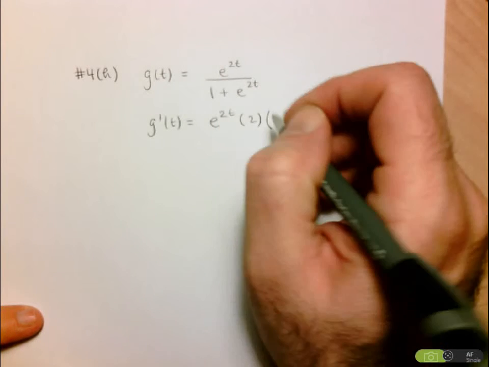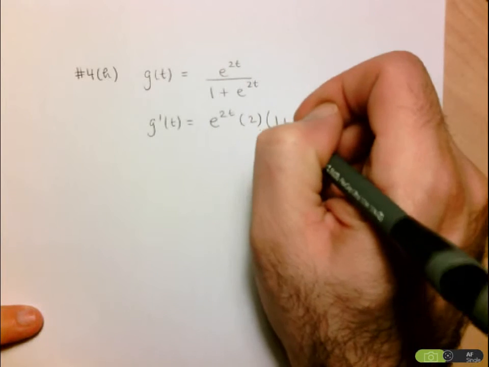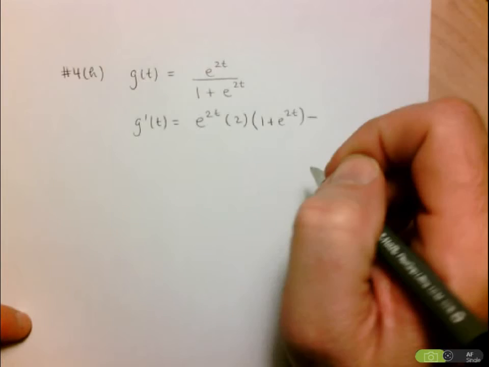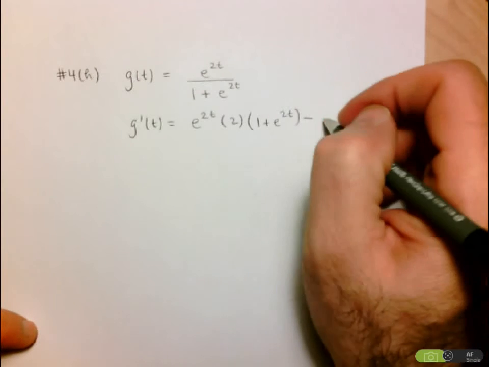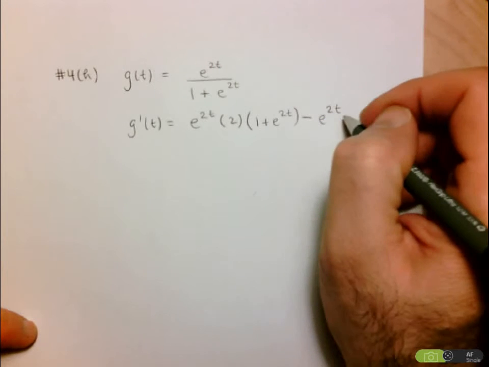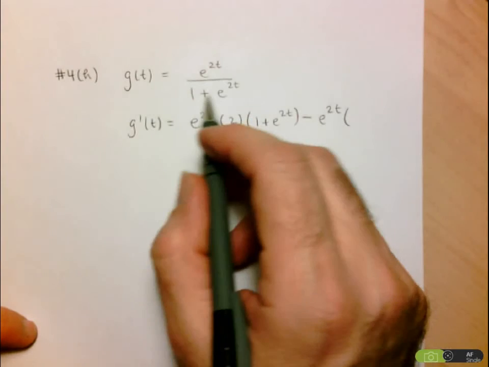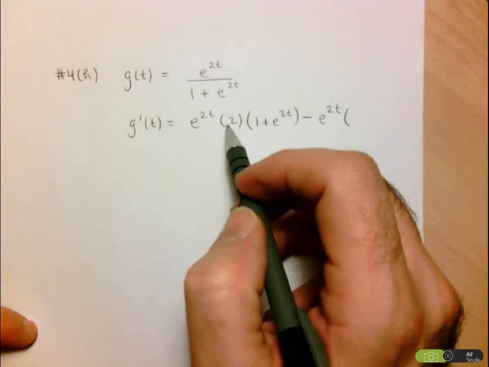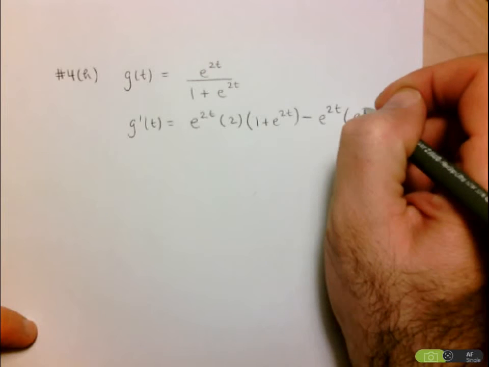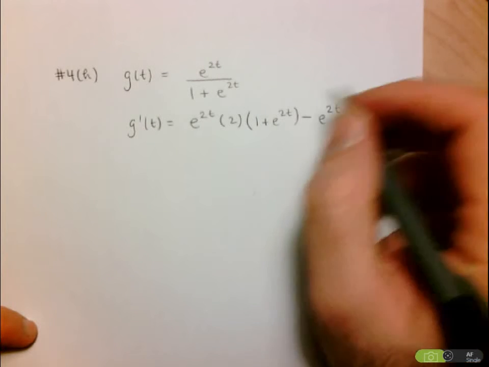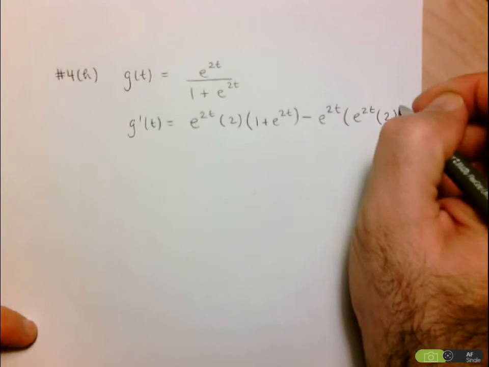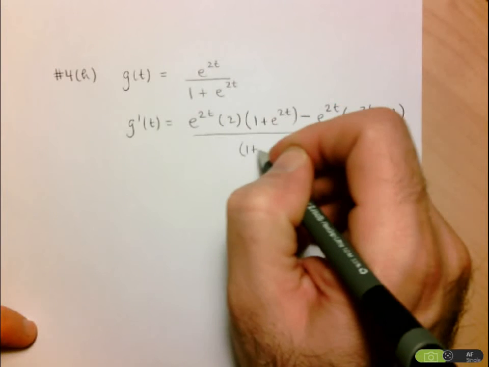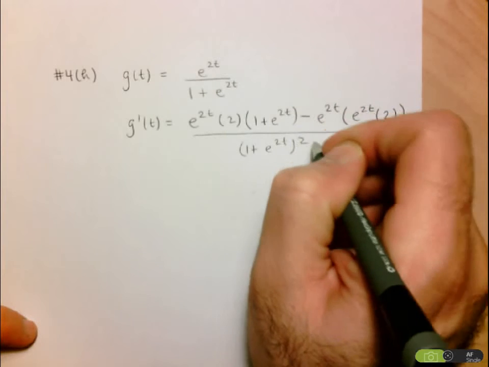Then we multiply that by our denominator, 1 plus e to the 2t. Then minus our numerator function, e to the 2t, times the derivative of the denominator. So the derivative of 1 is 0. Again, the derivative of e to the 2t, we've already taken. It's just e to the 2t times the derivative of 2t, which is 2. And all that over 1 plus e to the 2t squared.